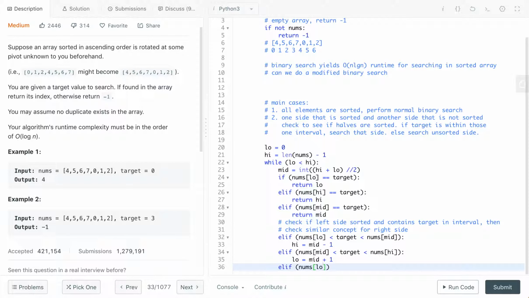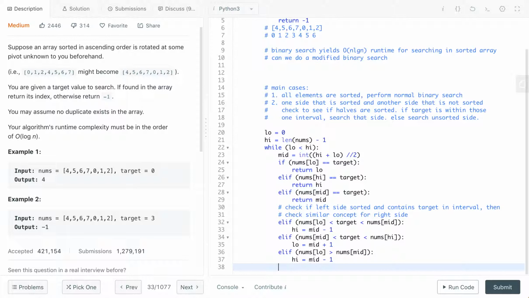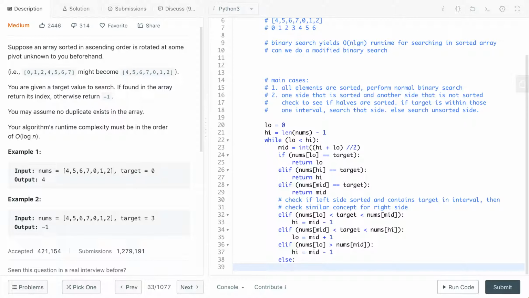So we check low, and if it's greater than mid, we know that it is unsorted. And so we would search the left in this case, so we do high equals mid minus 1. Our other case is that we must search the right because the right is unsorted, so we do mid plus 1 in that situation.